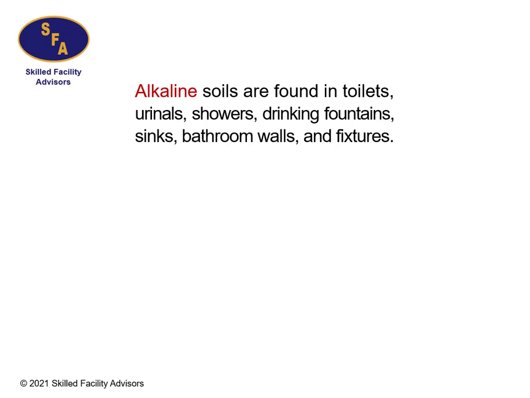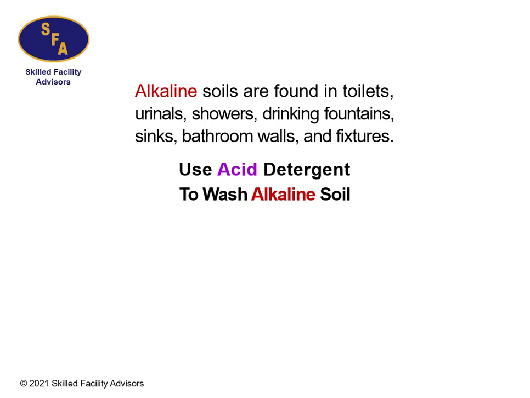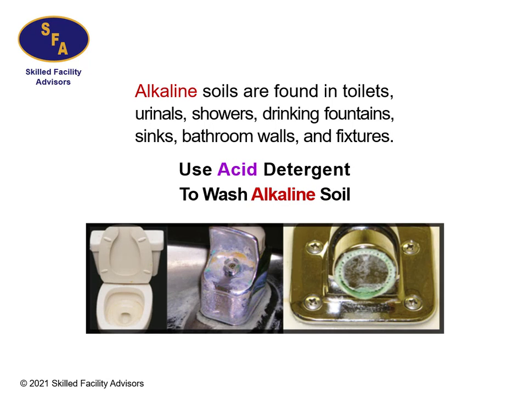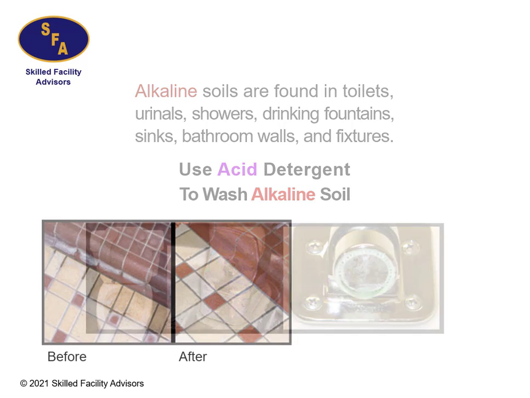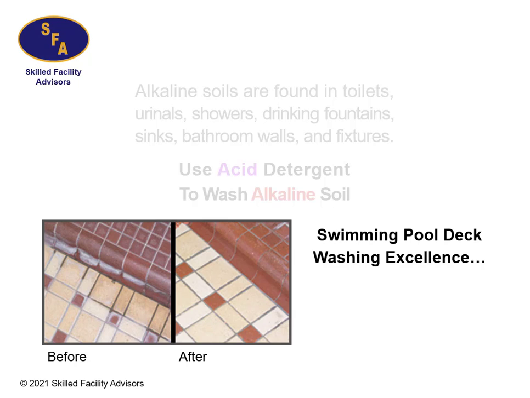Alkaline soils are found in toilets, urinals, showers, drinking fountains, sinks, bathroom walls, and fixtures. The most predominant types of alkaline soils are soap scum or soap film and mineral deposits coming from the water. You use acid detergents to wash alkaline soils. A swimming pool deck will achieve washing excellence when you use the acid cleaner, and that will help prevent slipping and keeps surfaces sanitary.